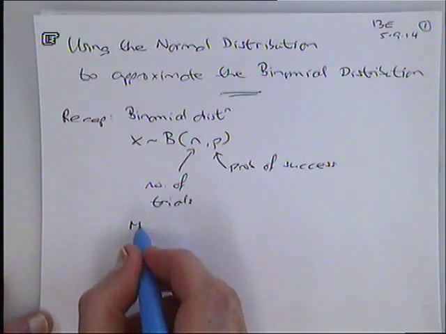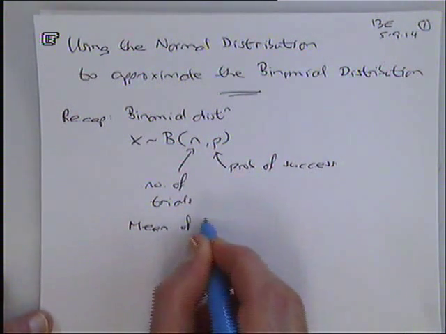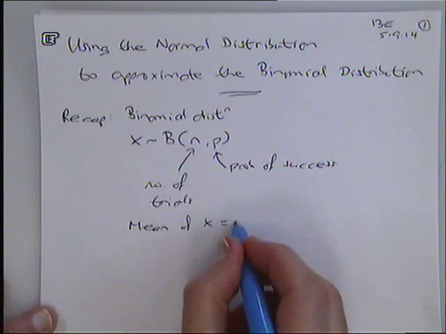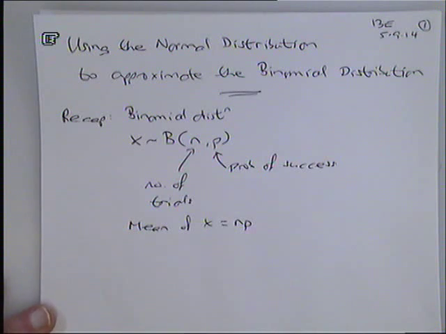And what is the mean of x? What is the mean of the binomial distribution? N times p. Yeah, that's right. The number of times you do it times the probability of success. That gives you the average number of successes you will get.